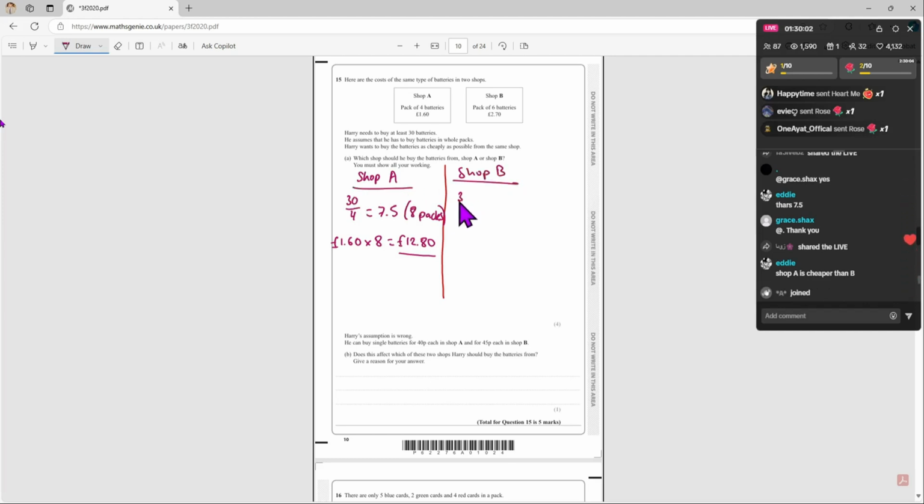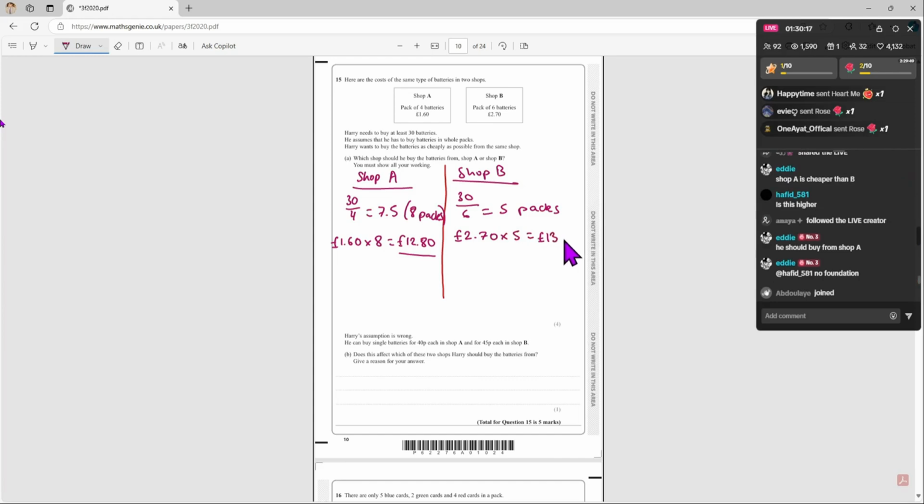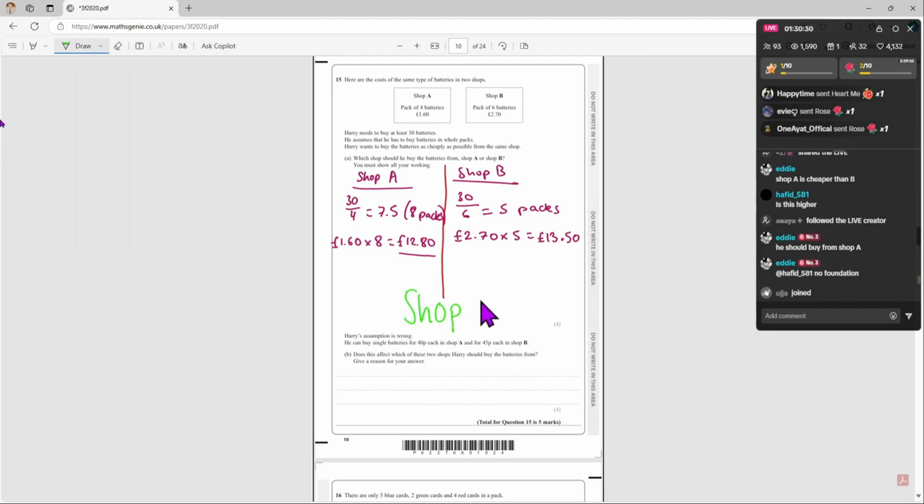We're going to do 30 divided by 6, and we get 5 packs. So he's going to get 5 packets from there. And then we're going to do £2.70 times 5, so you get £13.50. So which one is cheaper? Shop A is cheaper. In the end, you're just going to have to write Shop A. That will be your final conclusion. Just write Shop A.